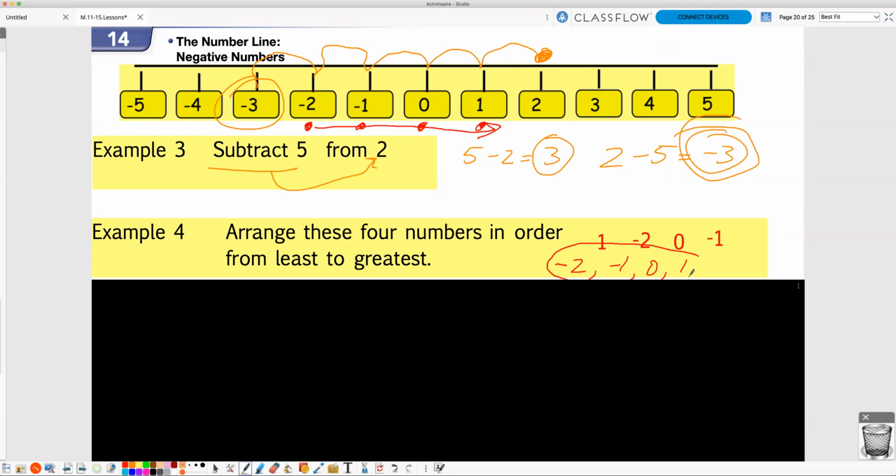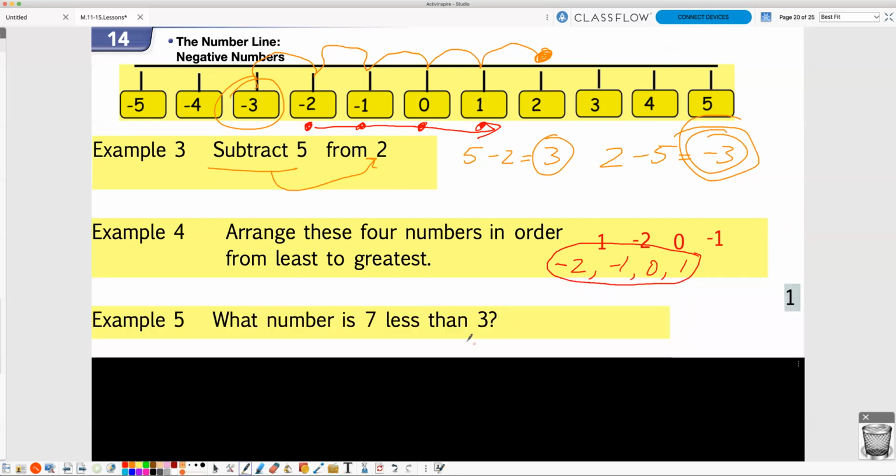That'd be from least to greatest. What number is 7 less than 3? So if we're looking at 3, here's where 3 is. What number is 7 less than 3?